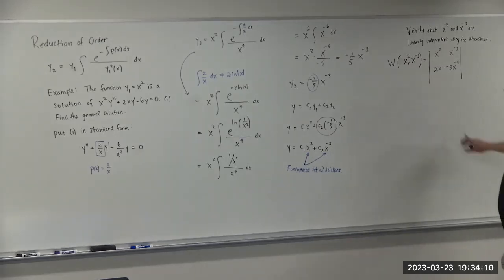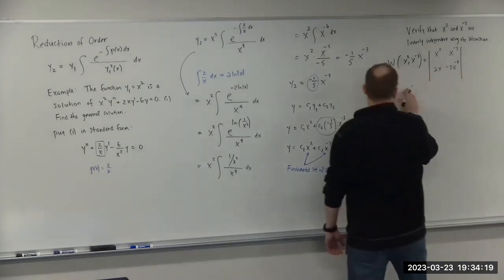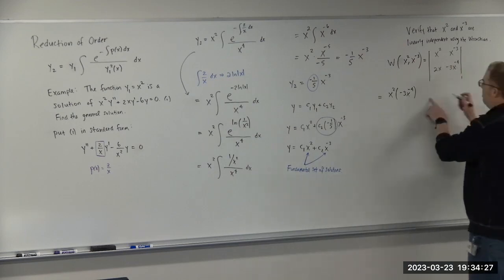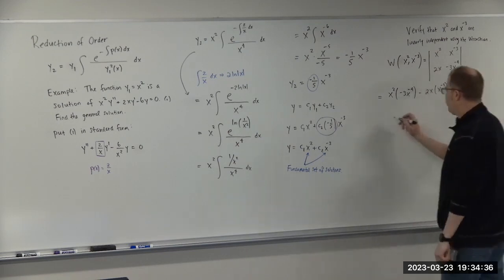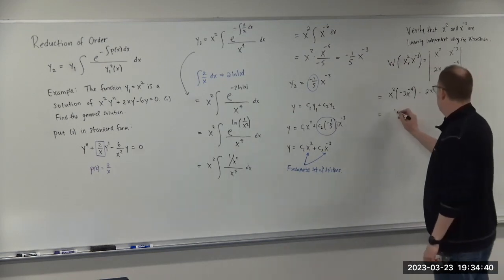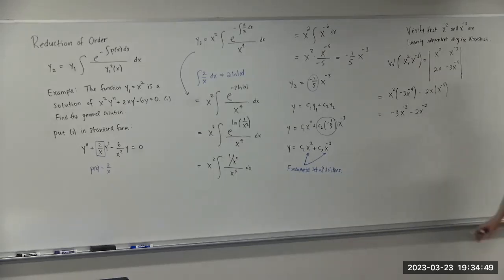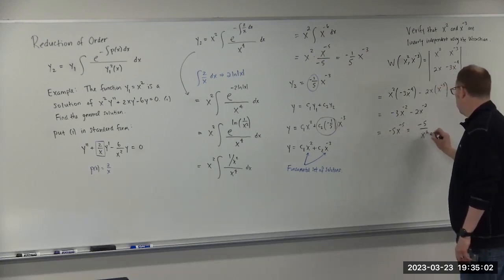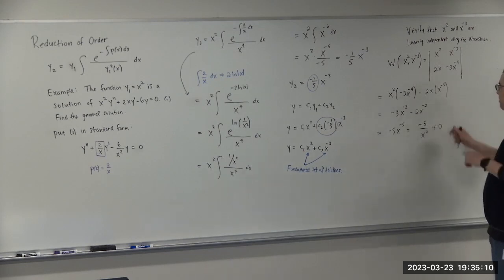Okay. All right, so this is a 2x2 matrix, right? So the determinant will be the product of this minus the product of these two. Take the product of this one minus the product of this. 2x times x to the minus 3. All right, so this is going to give us minus 3x to the negative 2 minus 2x to the minus 2. And then that gives us minus 5x to the negative 5. And remember, since this is not equal to 0 for all x, that means these are linearly independent for all x.